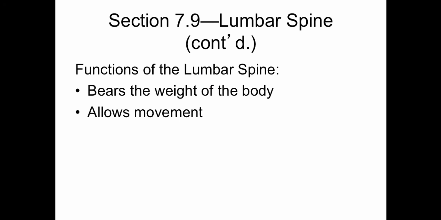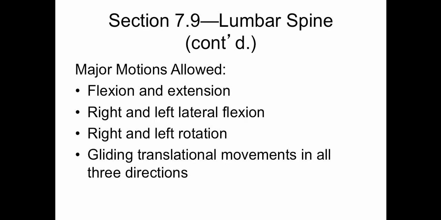The lumbar spine needs to be stable because it has to bear more weight than the cervical and thoracic spinal regions. However, the lumbar spine is also very mobile. Because the lumbar spine tries to balance these two antagonistic goals, the lumbar region of the spine is often injured. The major motions allowed in the lumbar spine are flexion and extension, right and left lateral flexion, right and left rotation, and gliding translational movements in all three directions.